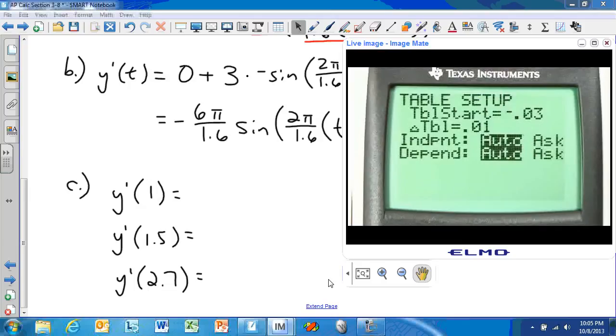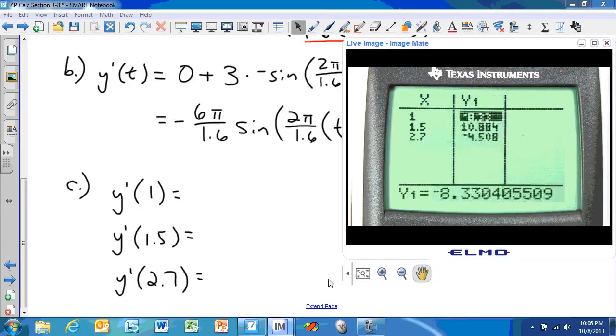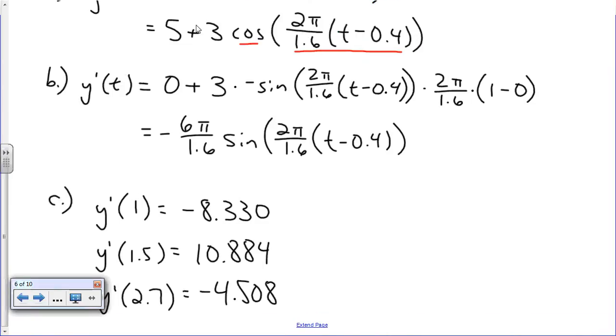Let's go to our table. I'm going to put this into ask mode so I can type in the values that I want: 1, 1.5, and 2.7. And here are the three values we end up with. At 1, we end up with negative 8.330. At 1.5, it turns out to be 10.884. And finally at 2.7, it was negative 4.508. Those are the values that we end up with.